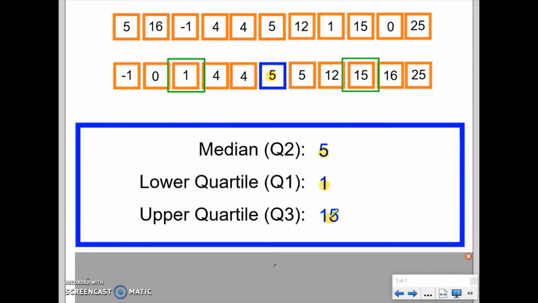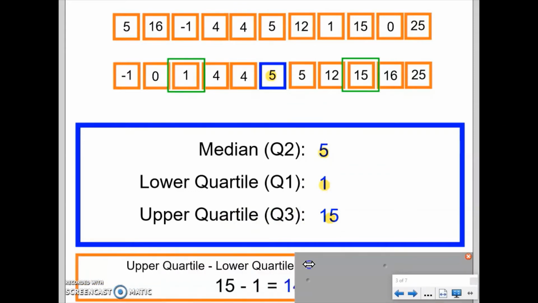So in order to find the interquartile range, I'm going to take my upper quartile and subtract my lower quartile to give me the spread, the interquartile range that I'm aiming for. So the interquartile range of this set of data is 14. 15, take away 1, Q3 subtract Q1, is going to give me 14.